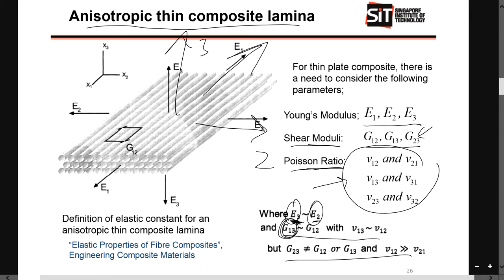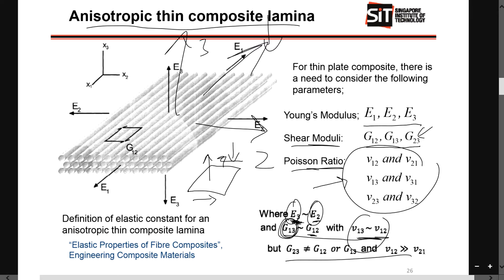For the shear modulus of the 1-3 direction, it is actually like this. So you have this plate, and you are shearing in this form. And 1-2 is actually shearing in this direction. I don't need to explain this. Also, is the Poisson ratio the same?